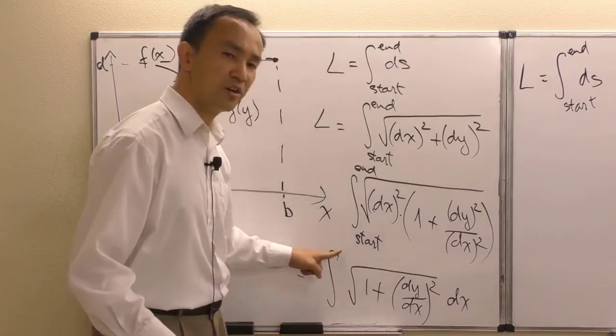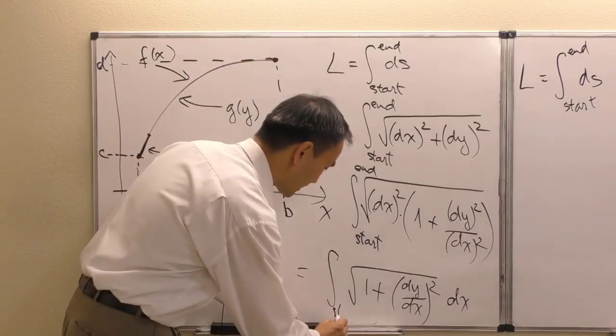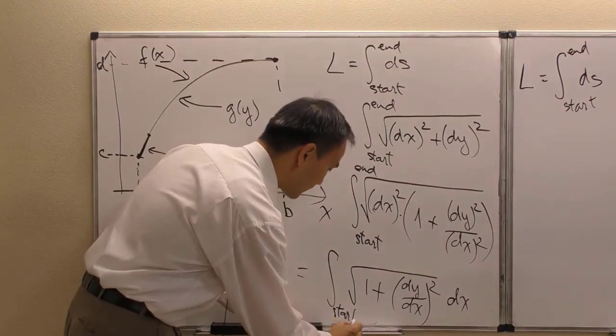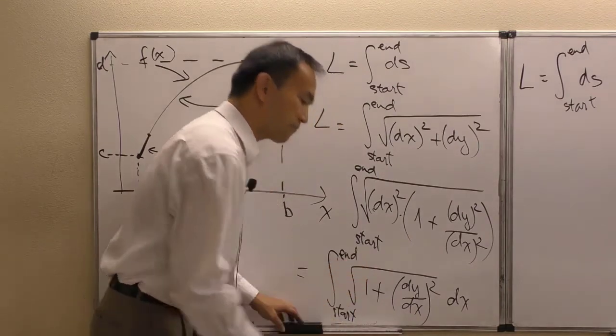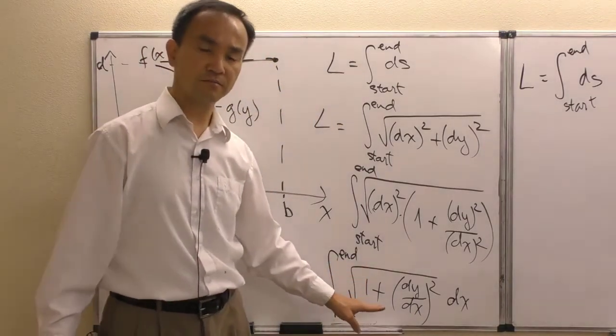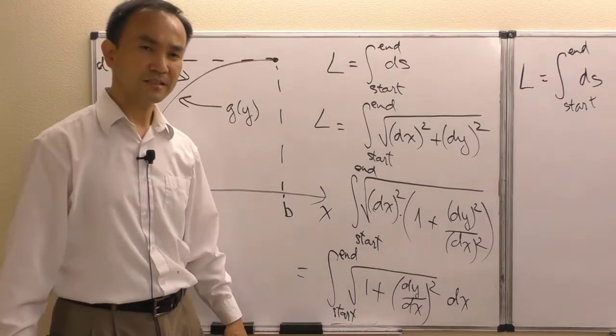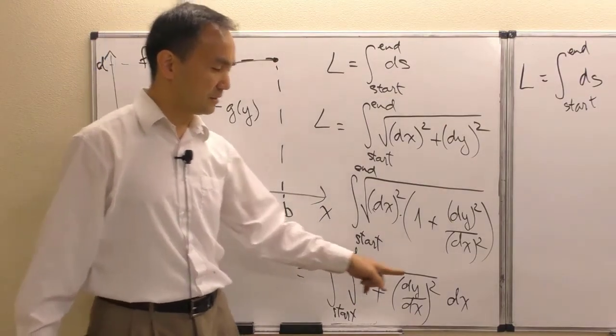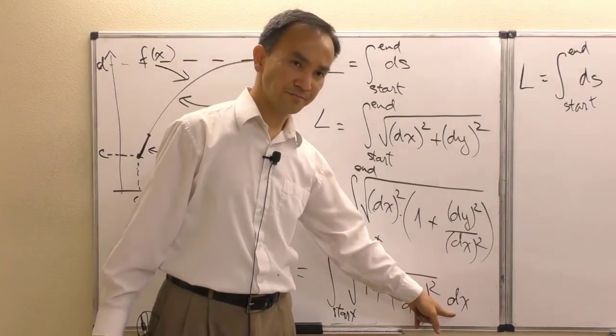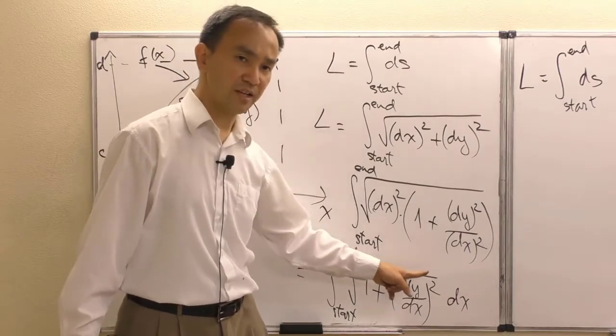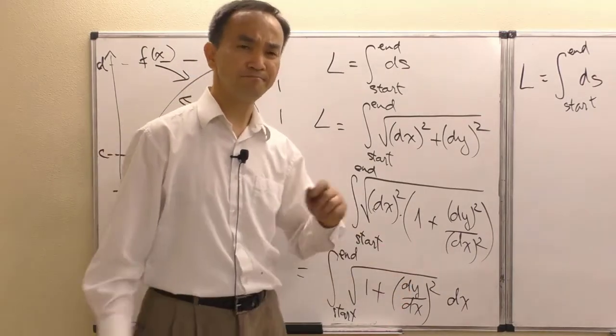Let's not be too worried about the start and end yet. So I still have that start here, and I still have that end here. But let's observe this formula right here. Let's see what we have. The expression here is a dx, and it's a square root expression, and it's a dy dx.